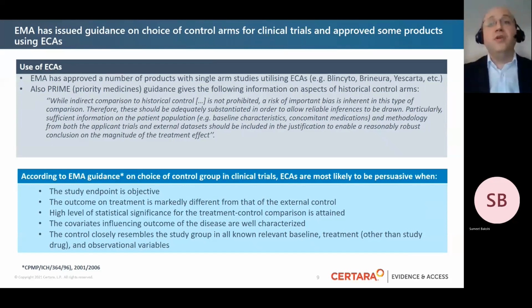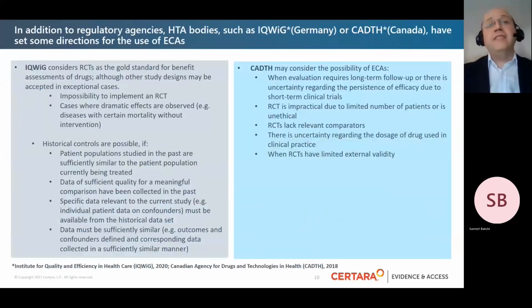HTA agencies such as IQWiG in Germany or the Canadian HTA have set some directions for the use of external control arms. For example, IQWiG in their guidance considers RCTs as the gold standard. However, they also mention that other types of design may be acceptable in exceptional circumstances, such as impossibility to implement an RCT, or cases where large effects are observed, for example, very high mortality without any intervention.